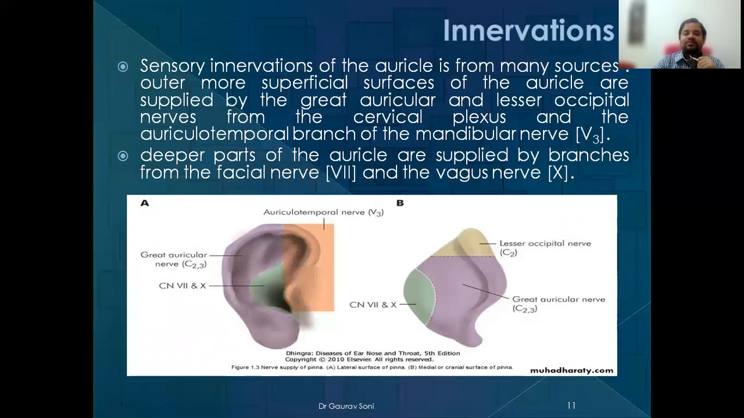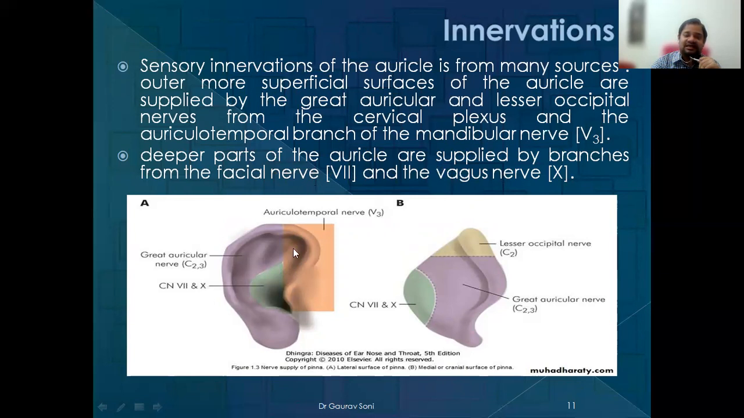Next, the nerve supply of this particular auricle is very critical and very confusing. As you can see, it is supplied by different nerves. Sensory innervation of the auricle is from many sources. The outer, more superficial surfaces of the auricle are supplied by the greater auricular and lesser occipital nerves from the cervical plexus and the auriculotemporal branch of the mandibular nerve, which is part of the trigeminal nerve. The deeper part of the auricle is supplied by branches from the facial nerve and vagus nerve.